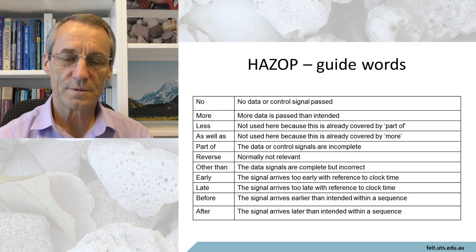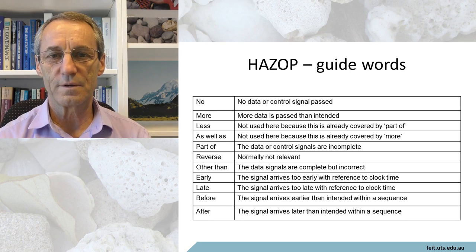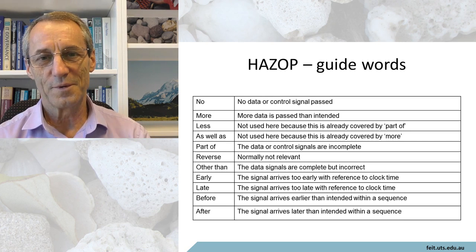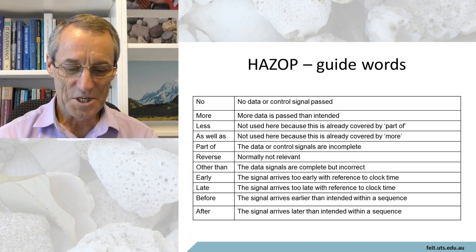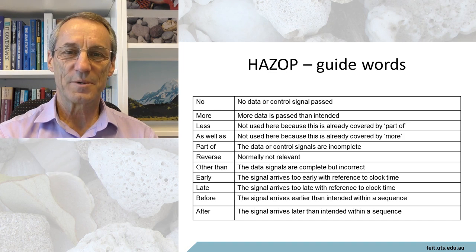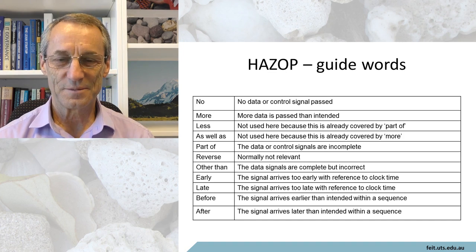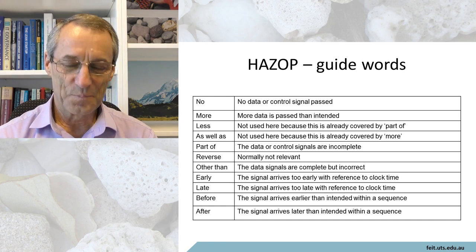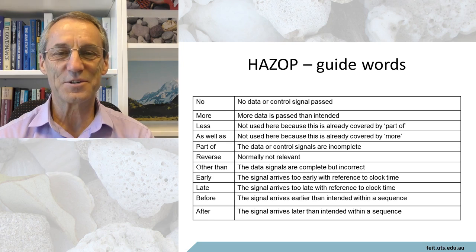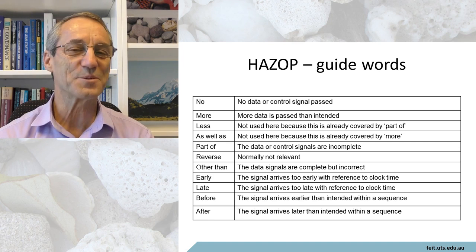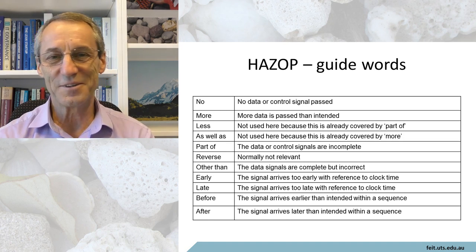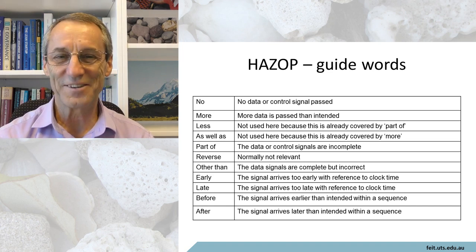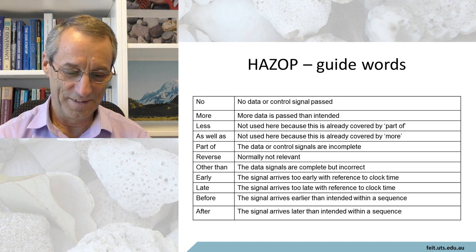What happens if more data is passed than you intended? In telecommunications, we go with this one. You're expecting a record of a certain length and you get a record of double the length. What are you going to do? Less data: you're expecting a certain amount of data and you don't get it all. What are you going to do? How does the system handle it? As well as: you get 2 signals or 3 signals or multiple signals, and you want one and you got several. How are you going to handle it? Will this system handle that?